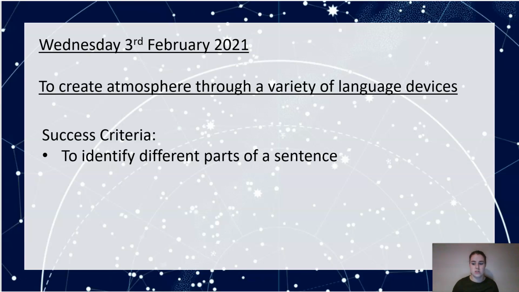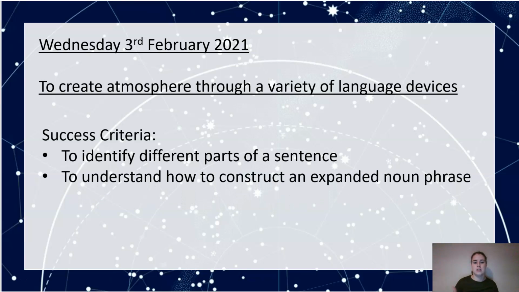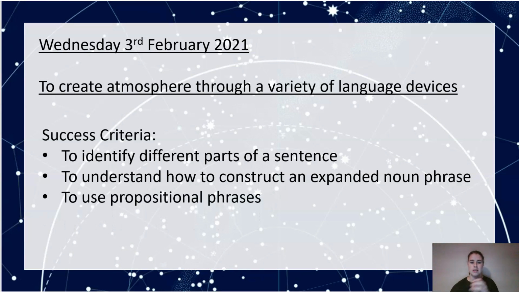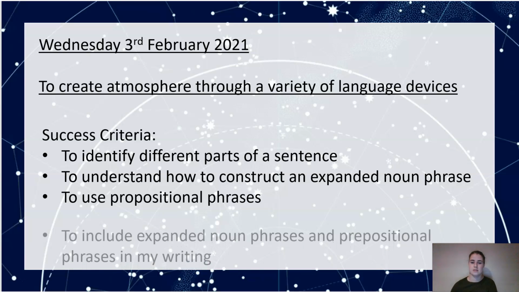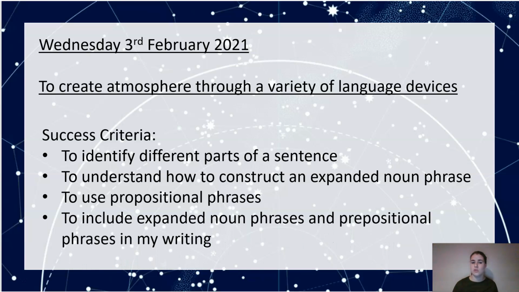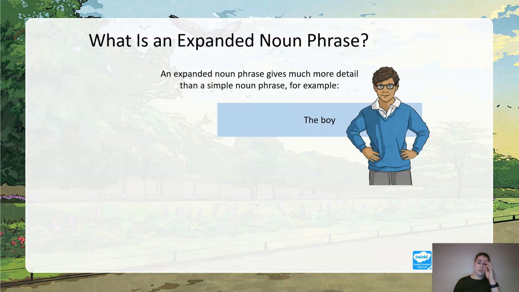So how do we build a sentence together? And then we're going to look at understanding how to construct an expanded noun phrase using that sentence structure. Once we've had a look at that, we're going to then use and add prepositional phrases on. And by the end of the lesson, you're going to have a go at including both those skills within your writing, okay?